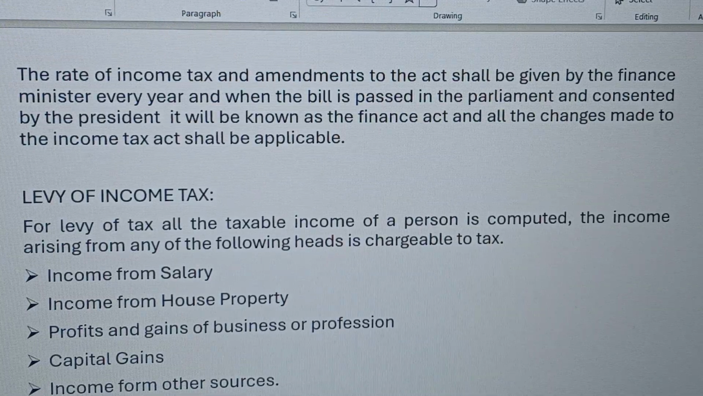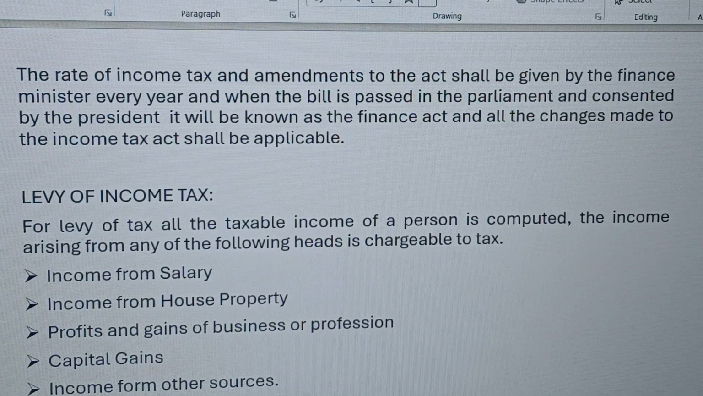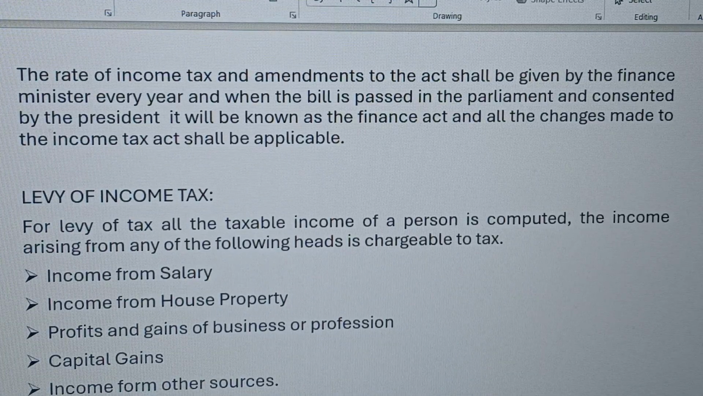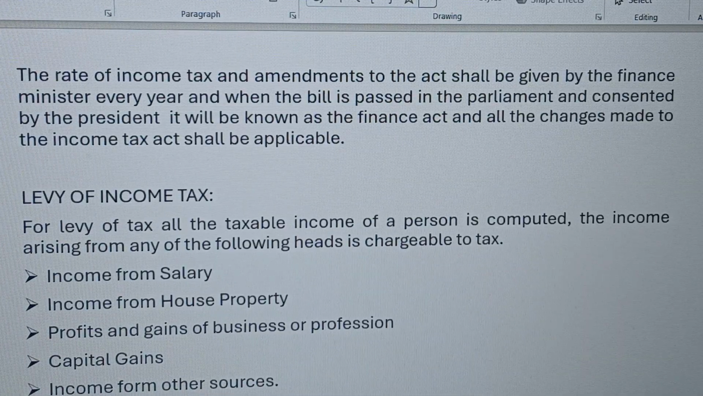Then profits and gains from business or profession. If profit is earned from business or income is earned from the profession, that is also computed under the head profits and gains of business or profession. Then capital gains, the fourth head. The income earned by transfer of a capital asset is called capital gains. That capital gain is computed, then the amount of taxable income will be computed.